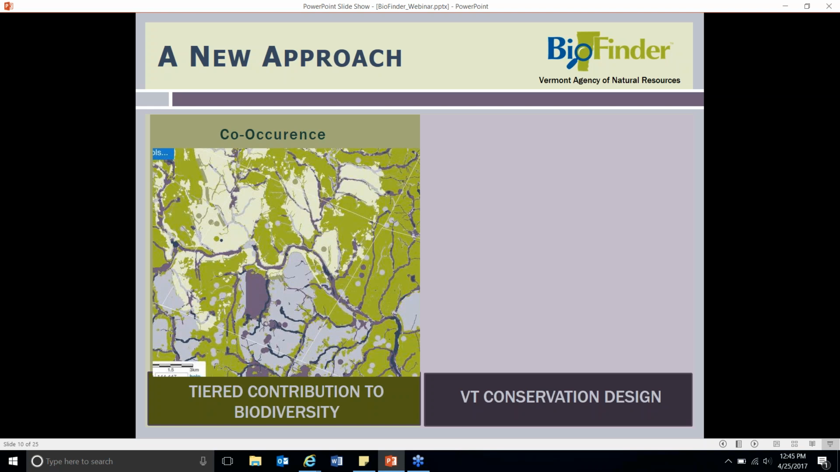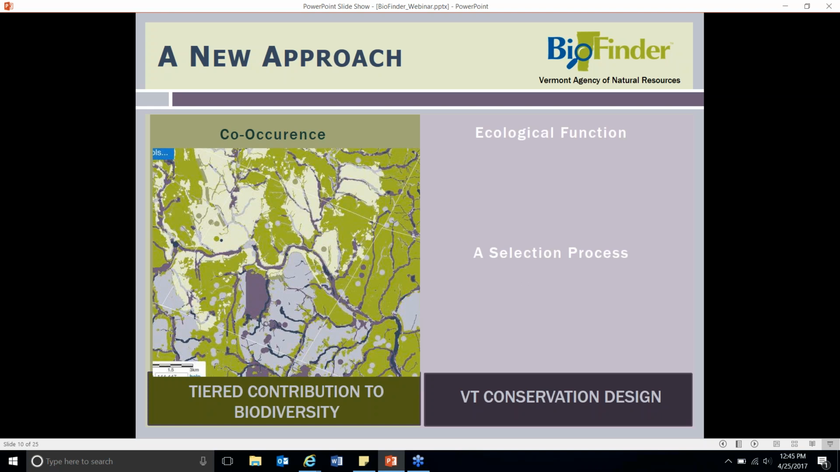And so we would really point to these hotspots of biodiversity where a lot of different things are happening all at once. The new model, which we call Vermont Conservation Design, takes a new approach. And instead, we're really looking at the function, the overall function and pattern of the landscape.